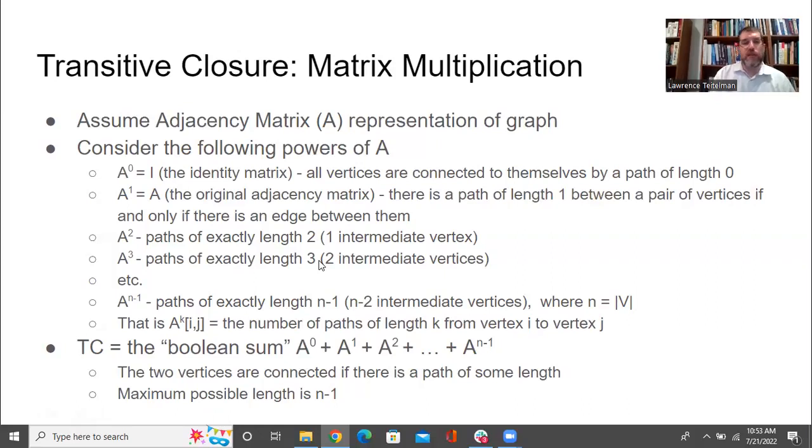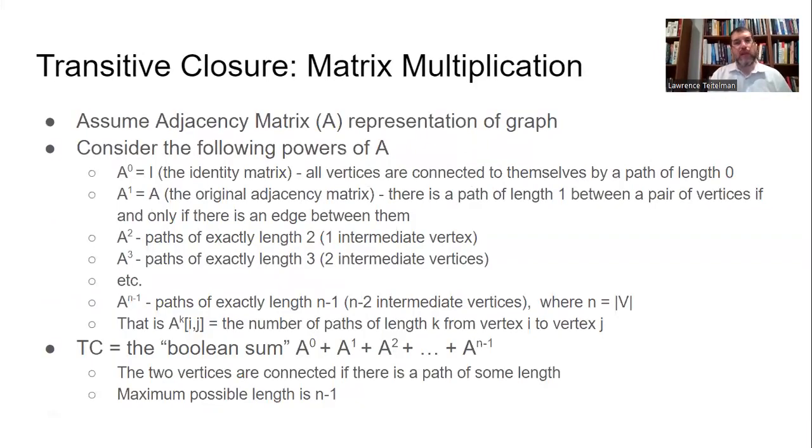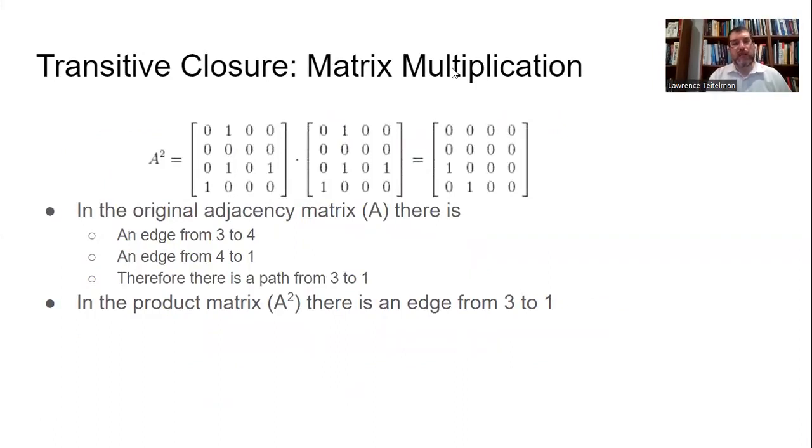All right. So that's a second way of computing the transitive closure. The first way is using this dynamic programming algorithm called Warshall's algorithm. The second one is using matrix multiplication. And here you actually see it. Take a look at this picture. This is our adjacency matrix, multiplying it by the same adjacency matrix, and I get this. This means that there is a path of length 2 between vertex 3 and vertex 1, because I go from 3 to 4, and I go from 4 to 1. So you can see that there is an edge.